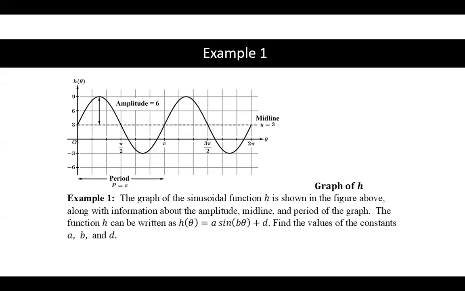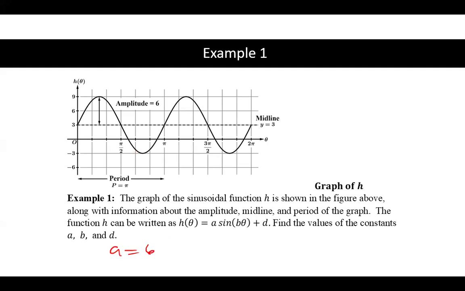Your A is your vertical stretch or compression, right? It's your vertical dilation. So that's your amplitude. So when we're looking for our A, we're looking for our amplitude. Do we have our amplitude? Yes. So we know that A has to be what? 6. We know that A is 6.